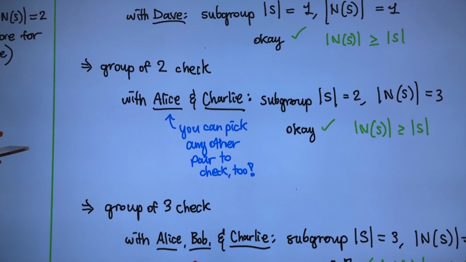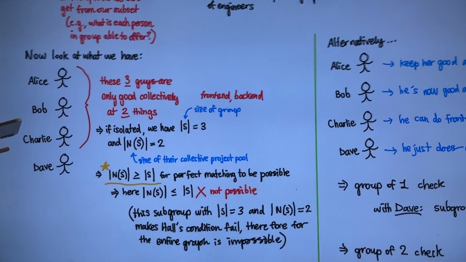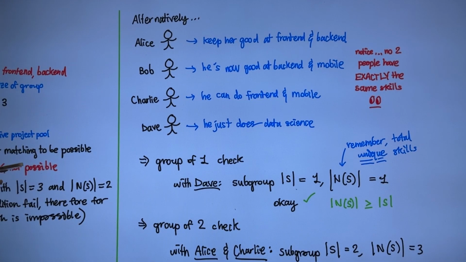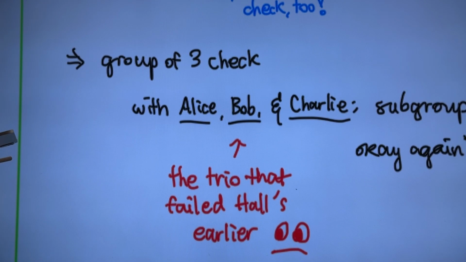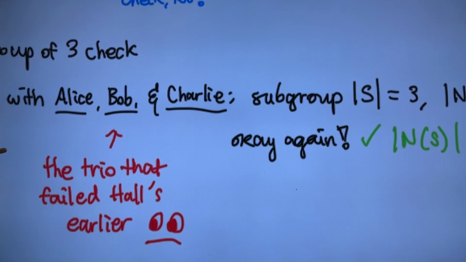Now let's do a group of 3 check. Let's do Alice, Bob, and Charlie again. If you remember, this is the subset we looked at in the previous version of this example that failed and made us know there is no perfect matching available here. Now let's look at it again, because we have a little more variety in their skills. So we have front end, back end, and mobile. Remember, we're not double counting any skills. So, yeah, this is the trio that failed Hall's condition earlier.